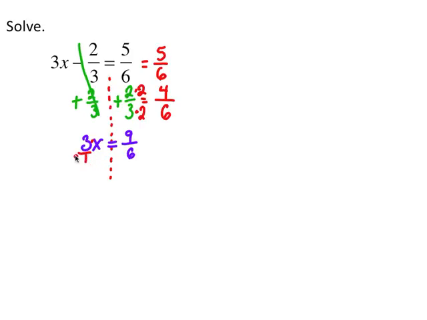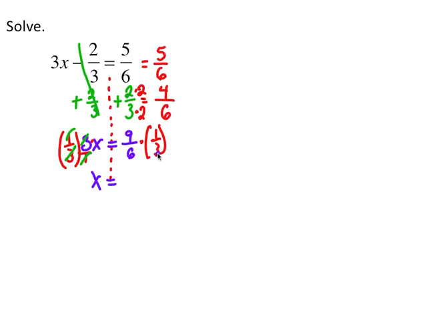So it's 3 over 1 multiplied by the reciprocal, which is 1 over 3. And we do it on both sides. That way everything over here cancels, the 3's and the 1's. All we have left is x.